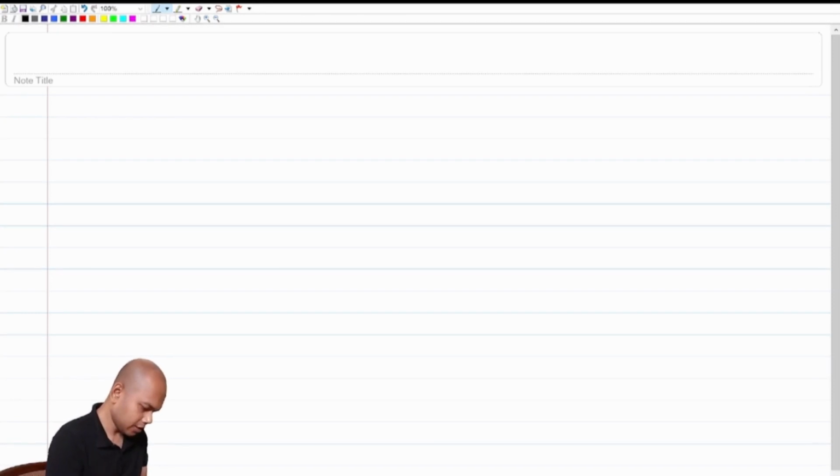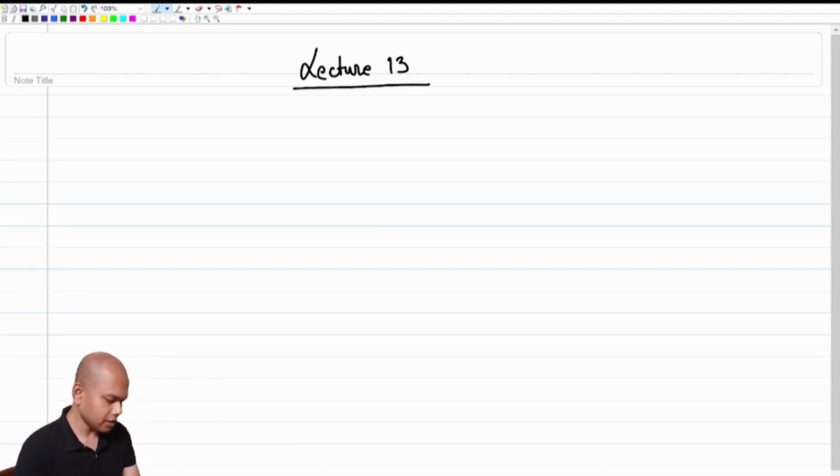This is lecture 13. So in the previous lecture, we were looking into what happens to the condition of a common source amplifier when the signal at its input swings.